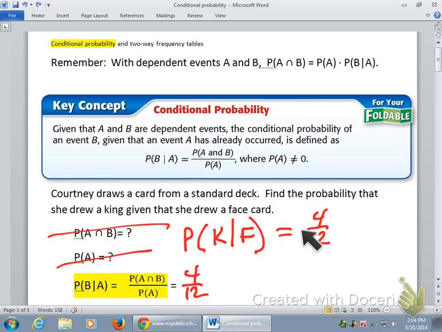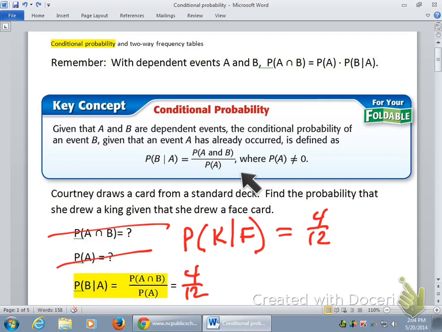But do you notice what happened? We still ended up with the same numbers, right? When I did it the long way, that whole denominator right here ended up canceling out, didn't it? Okay? And that will happen every time.